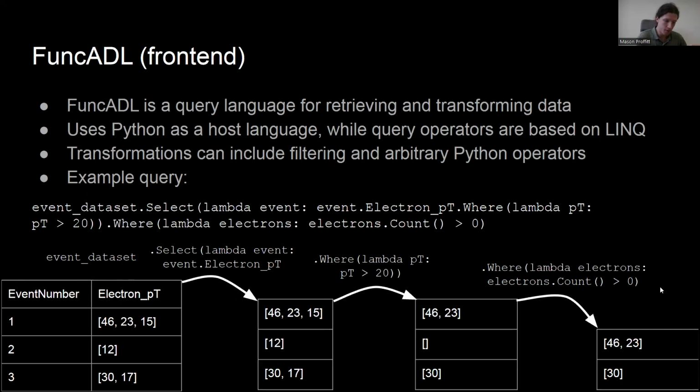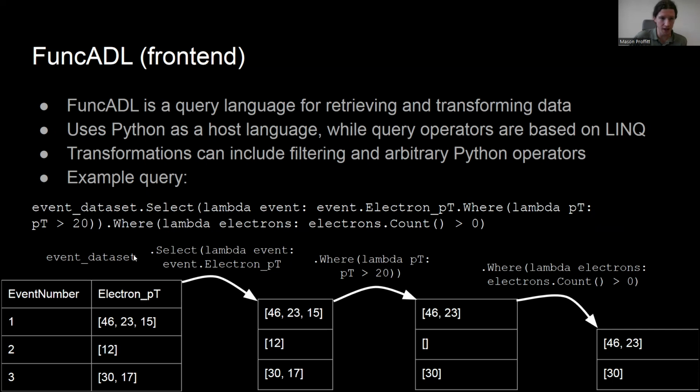So FuncADL consists of both a front-end interface and a back end. First I'll talk about the front end. The interface for FuncADL is a query language for retrieving and transforming data. It uses Python as a host language, but the query operators are based on LINQ, which comes from the C# language. So these transformations can include filtering and arbitrary Python operators. Here is an example query, and I'll go through the steps briefly.